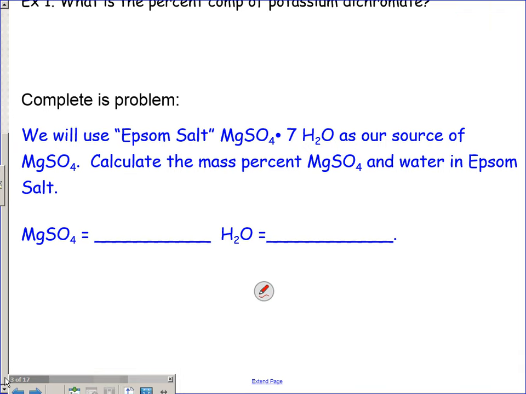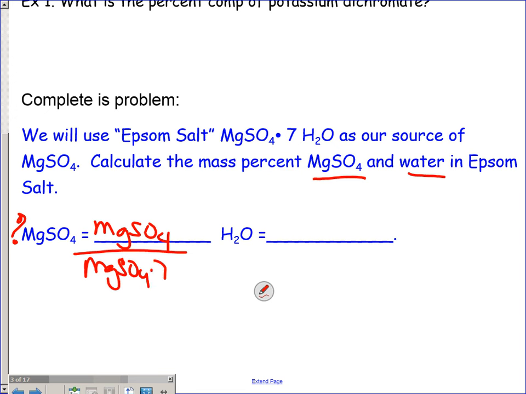Okay. So we'll use Epsom salt, magnesium sulfate. What did I call the rest of this? Heptahydrate, right. Magnesium sulfate heptahydrate. And that's going to be our source of magnesium sulfate for our lab tomorrow. Calculate the mass percent of magnesium sulfate, which is the entire thing, not just an element, and water separately in Epsom salt. So here we go. To get percent magnesium sulfate, I need to do whatever magnesium sulfate weighs over the total magnesium sulfate heptahydrate's mass times 100.